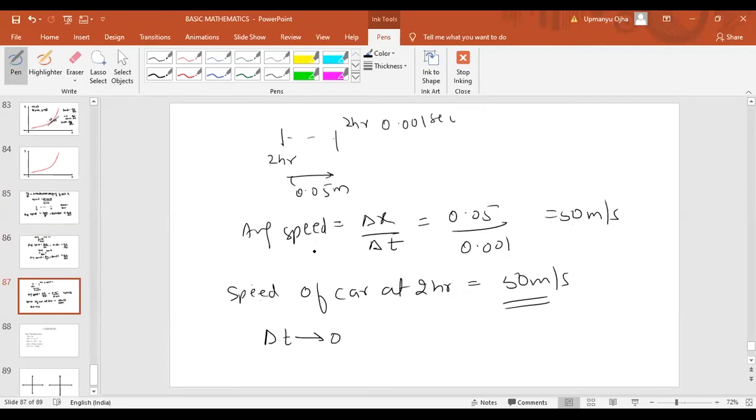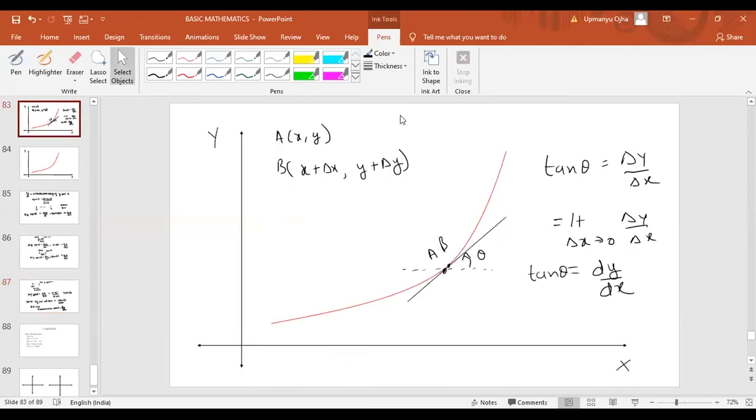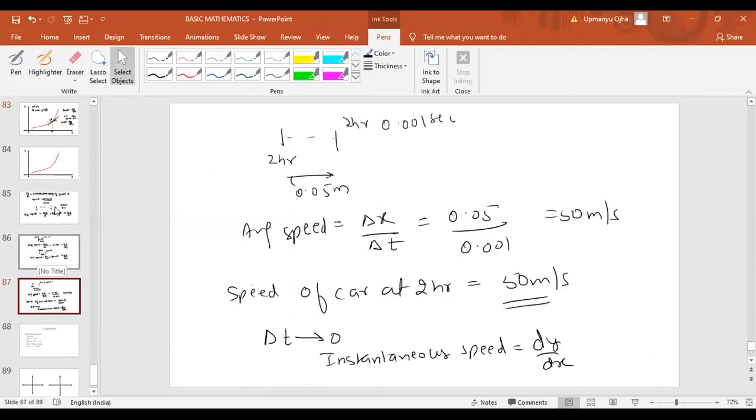When delta t approaches zero, the average speed becomes instantaneous speed, and that is represented by dy by dx. That is what derivative means. Derivative means to find the rate of change of y with respect to x at that x, that is, at that value of x, what was the rate of change of y with respect to x. That is known as the instantaneous rate of change, or derivative of a function.